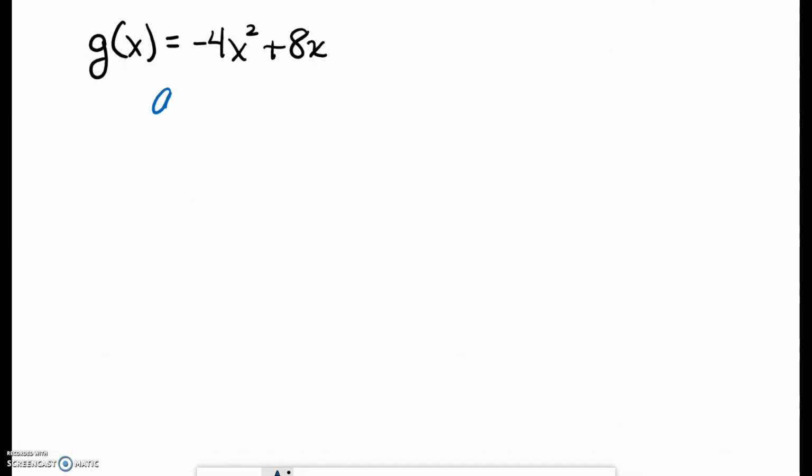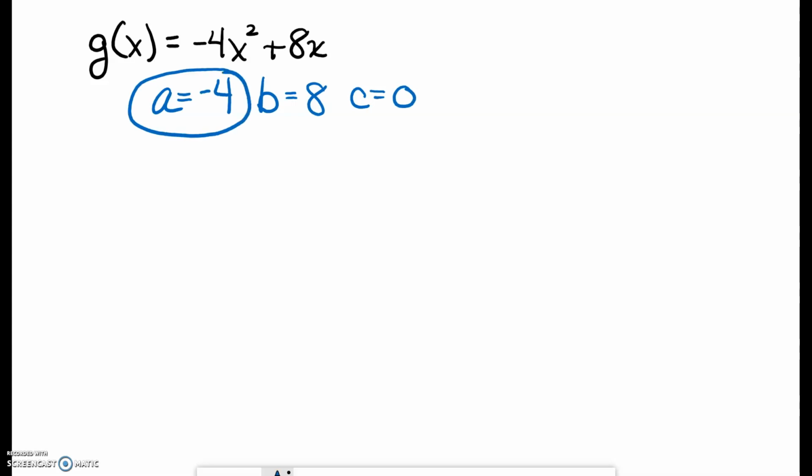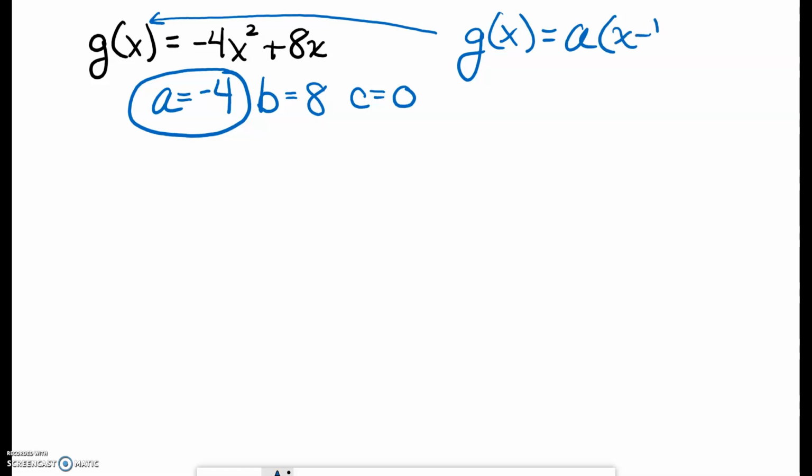So A is going to be -4. B, we're going to take that 8, the positive 8. But now we don't have a C value, so our C value is 0. We need this for our equation. The name of our equation is g of x, right? So it's g of x equals a times x minus h squared plus k. So we need a, h, and k.